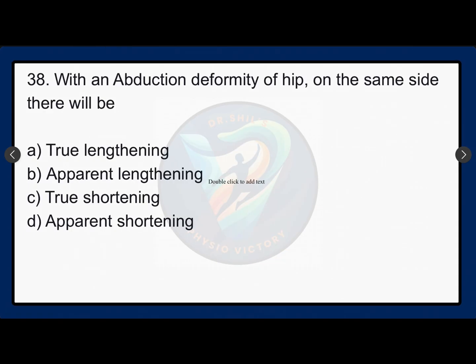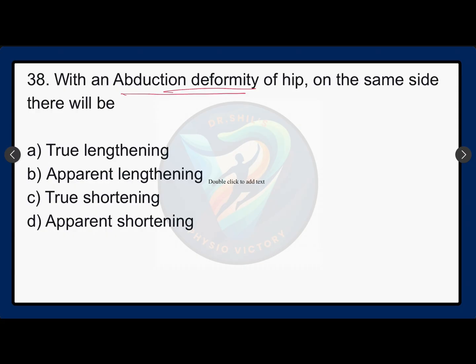Next question, question number 38. With an abduction deformity of hip on the same side, there will be option A, true lengthening, option B, apparent lengthening, option C, true shortening, and option D, apparent shortening. You should remember one thing, true shortening will be present when there is a shortening of the bone length. So, in abduction deformity, there is no shortening of the bone length.